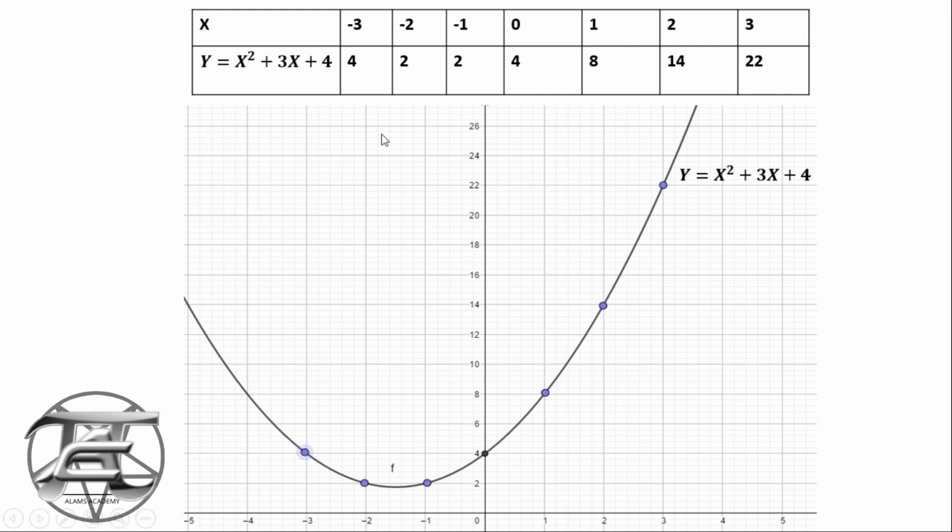So this is the function that we have graphed on the graph sheet. Very simple. You plot all the points. The first point was -3, 4, then -2, 2, -1, 2, then we have 0, 4, and 1, 8, 2, 14, and then 3, 22. Then you draw the curve to pass through it, and that is the function. So the calculator work is very easy for solving this. Now let's take our next example.